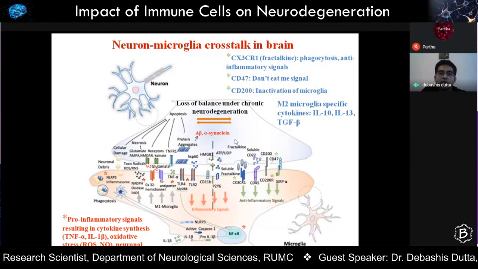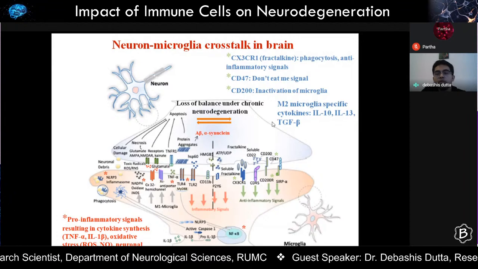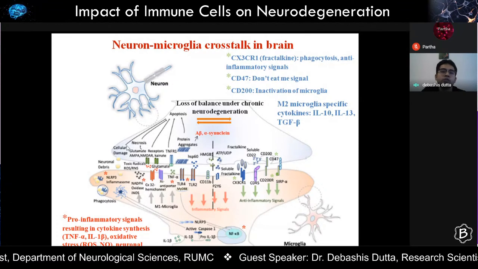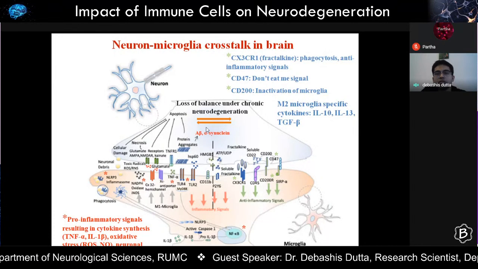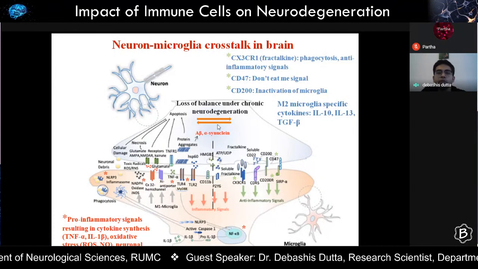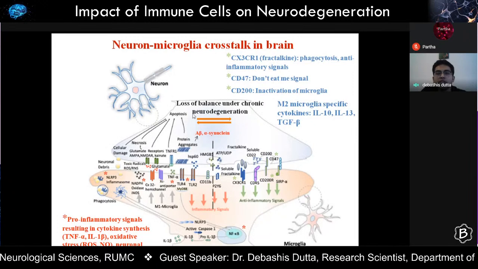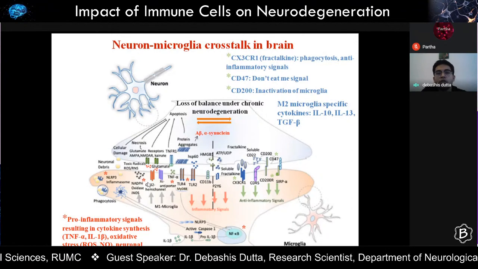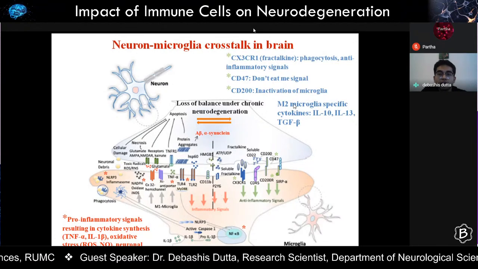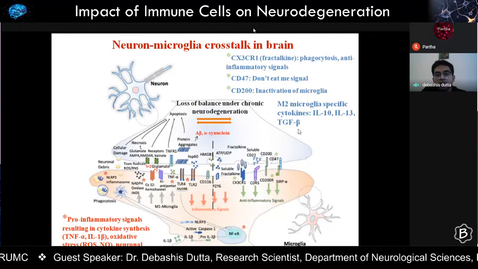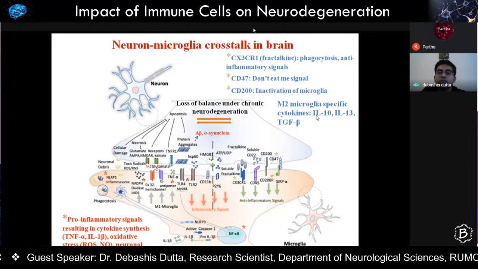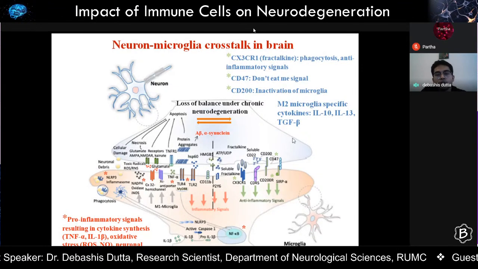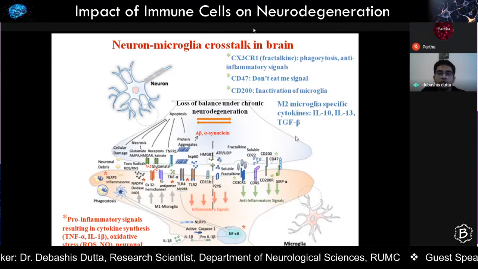And when it is activated, it can be activated to the M2 as well as the M1. But there must be a balance between these two phenotypes. And in reality, in chronic diseases, what happens is there is a loss of balance in this M1 to M2 switching. And as I said earlier, the M2 phenotype is mainly growth promoting. So you can see that they have signature cytokines like IL-10, IL-13, TGF-beta. Those are growth promoting or tissue repairing kinds of cytokines. These have a great role in tissue repair.